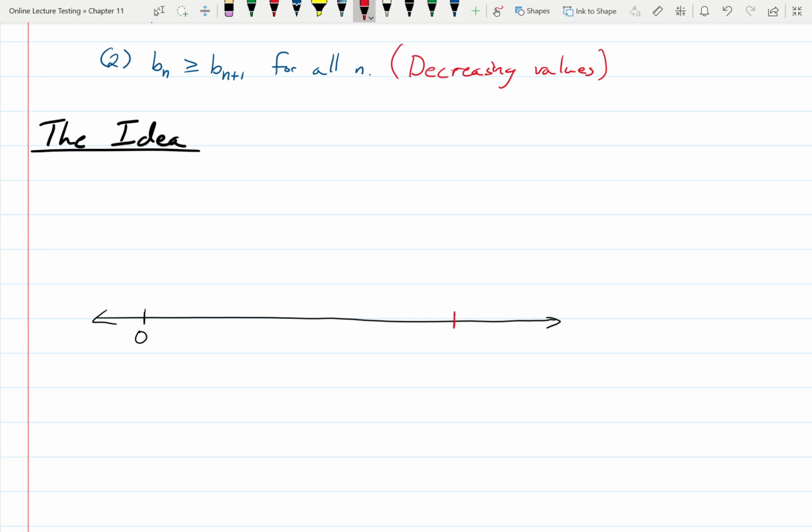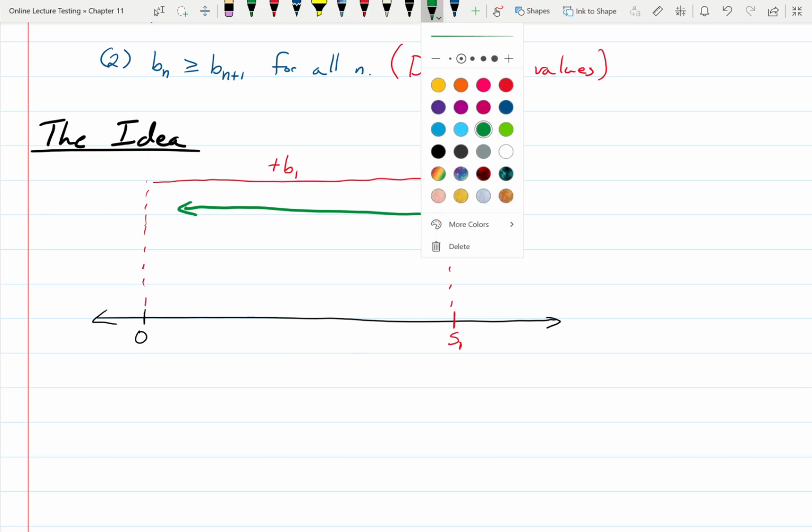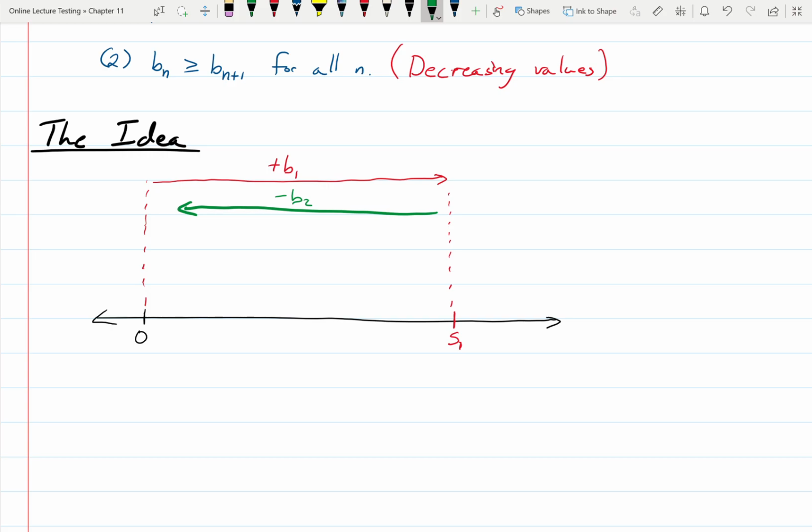So here, if I looked at a partial sum, the partial sum is S1. Here I'm just going to represent with dotted lines going up, so that we have a visualization going on. I'm this far away now, positive B1. So that's its first partial sum. Now I'm going to subtract B2 from B1, which means my new partial sum is smaller than the previous one. And because we have decreasing values, B2 is less than B1, so we're not going to go back to 0, and we're not going to go past. This gives us our new partial sum, S2.